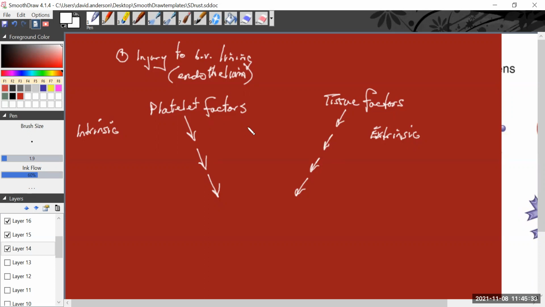But what we recognize here is that these steps require calcium. That's important. They require calcium. And the goal of both pathways, intrinsic and extrinsic pathway, is to form what's called prothrombin activator.